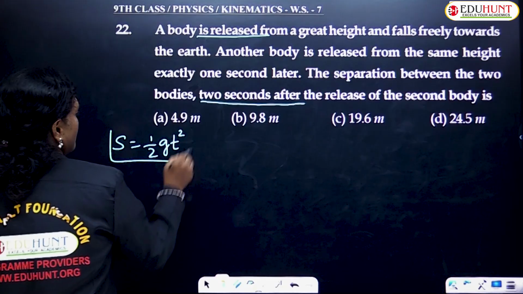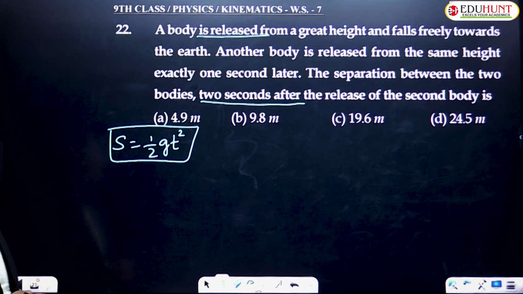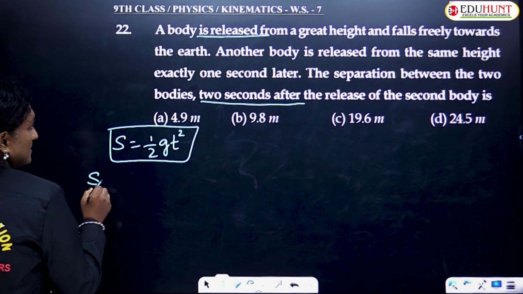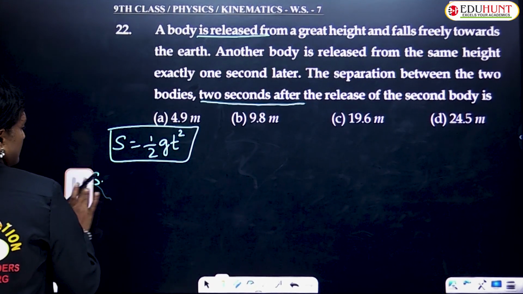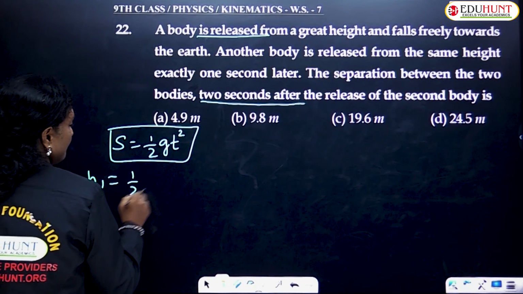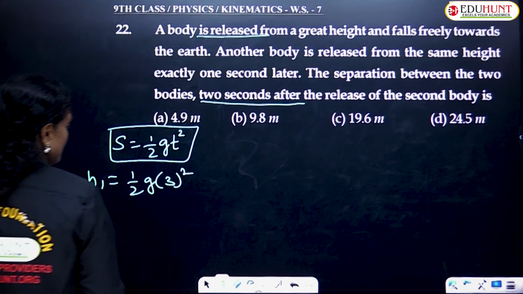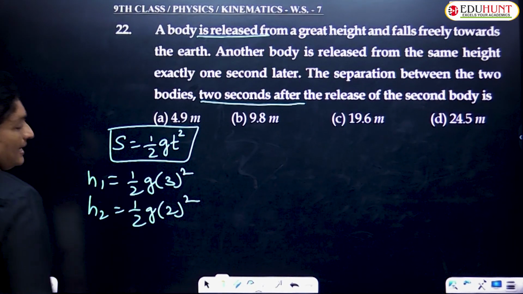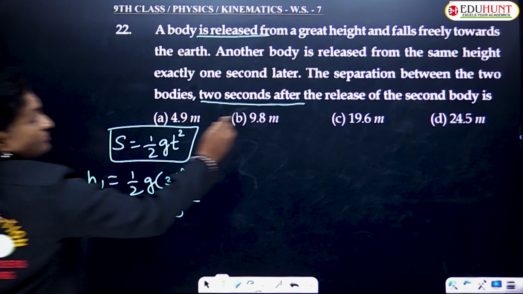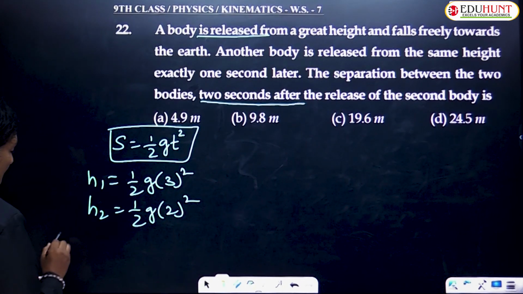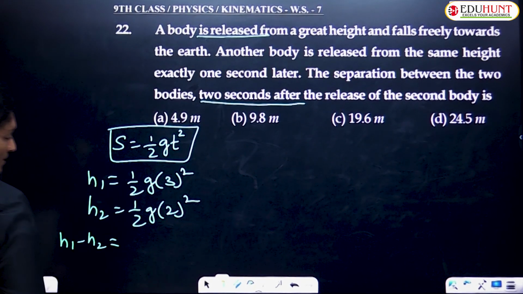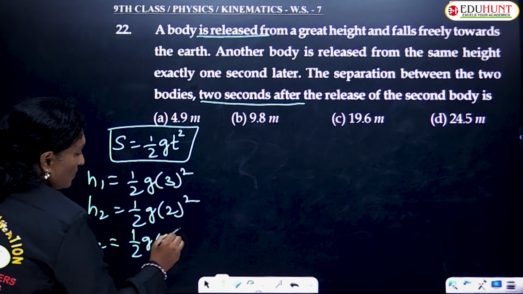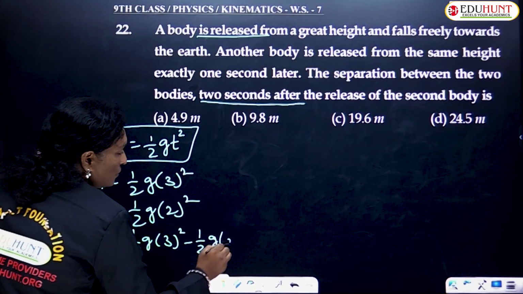So what formula are we using for both the cases? S equals half gt square. Only difference is time difference. So the first body, if you consider, travels a distance h1 equal to half g. If it takes 3 seconds to travel, the second body would have only taken 2 seconds, because 1 second later it was thrown. You are asked to find out the separation between the two. Separation means h1 minus h2. What is h1 minus h2? Half g 3 square minus half g 2 square.